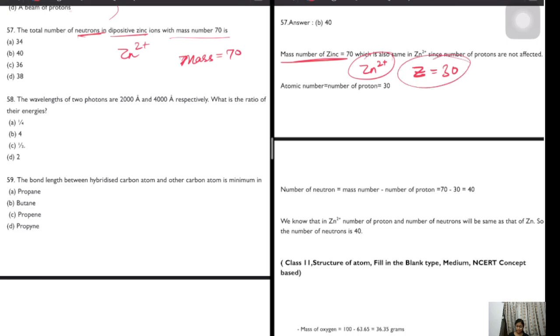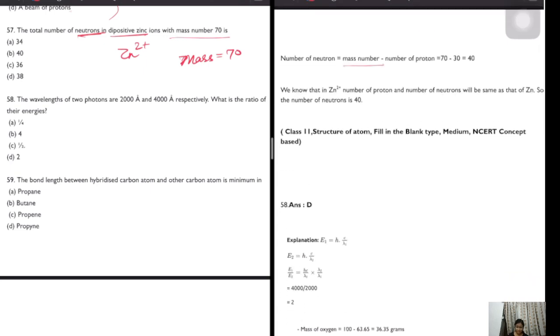So it is 30. Now what is being taken out? Electrons, not protons, right? And there is no effect on Z with the protons. So to find the number of neutrons, mass number will be subtracted by number of protons, which gives us 70 minus 30, that is 40. So the correct answer would be B.